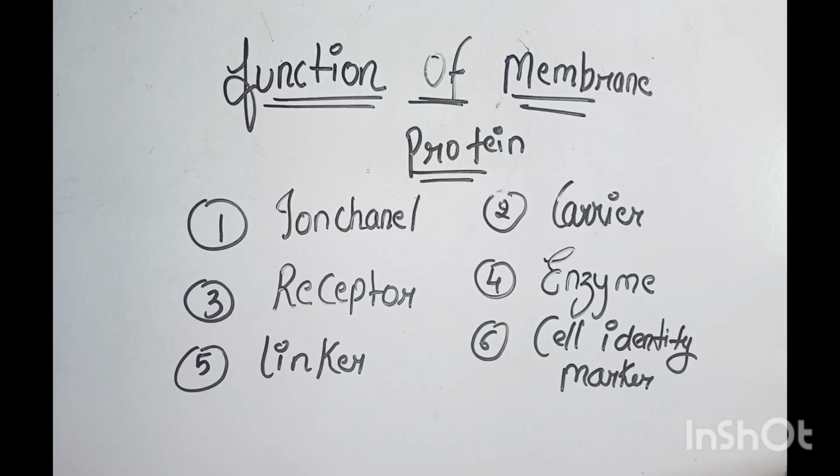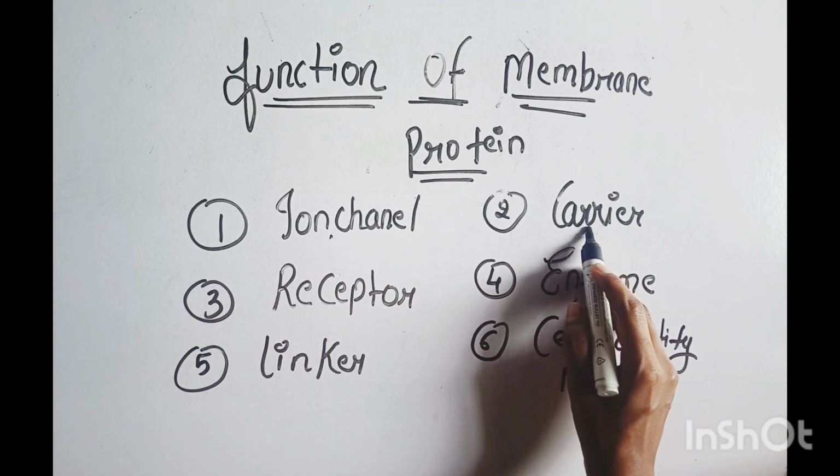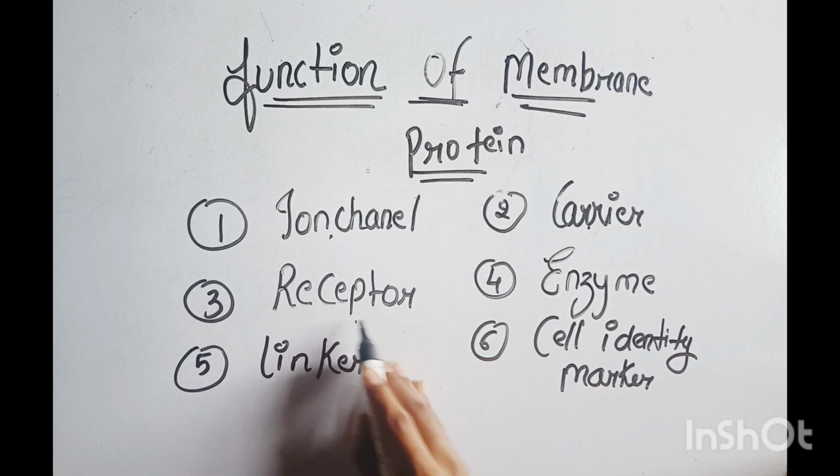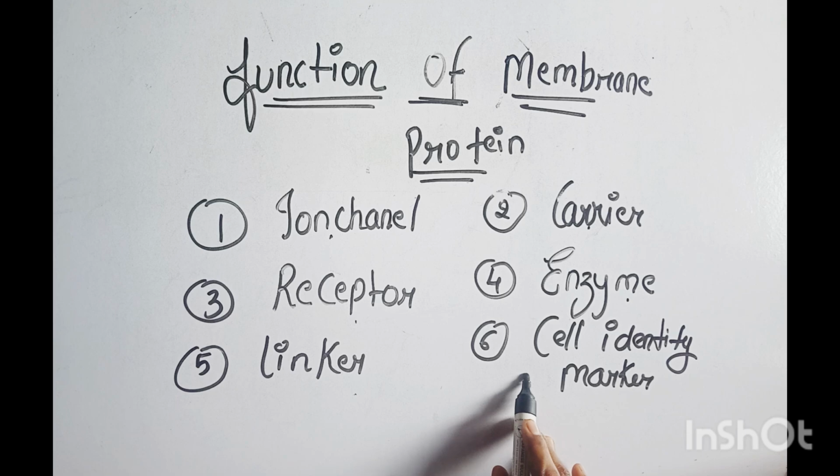In this video, I will discuss the functions of the membrane protein. First, the membrane protein acts like an ion channel. Second is carrier. Third is receptor. Fourth is enzymes. Fifth is linker. And sixth is cell identity marker. One by one, I will discuss the functions of the membrane protein in detail.